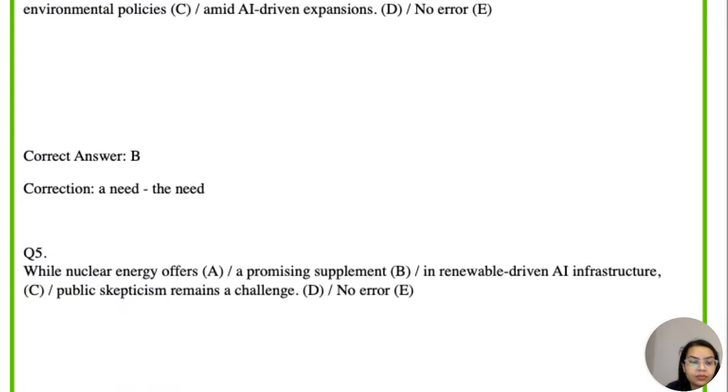Fifth one. For plus gerund is okay. And need can take for after it. Need can take to as well as for. So that is not a problem.